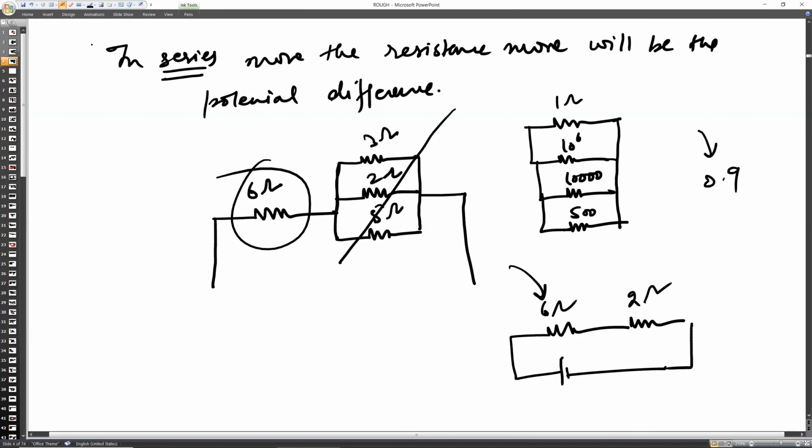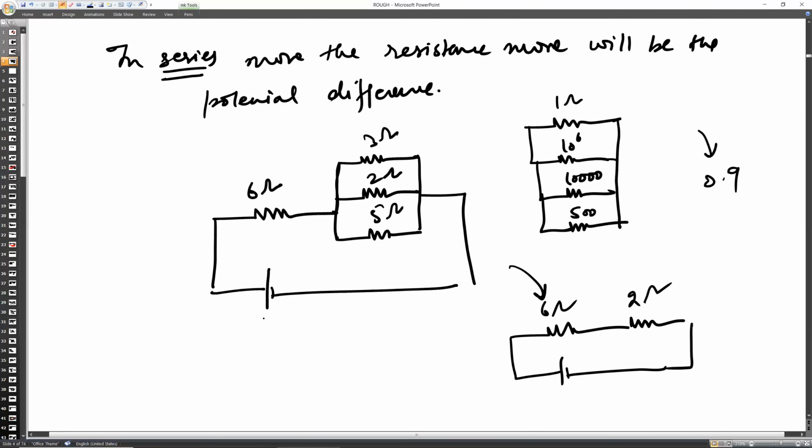Now, if I ask you a simple question here, for example, we have a 7 volt battery. We calculated that this was receiving 6 volt, and the equivalent of this one was receiving 1 volt. So may I know which of these three will receive more potential difference? Out of this 3 ohm, 2 ohm, and 5 ohm, which will receive more potential difference? First one.